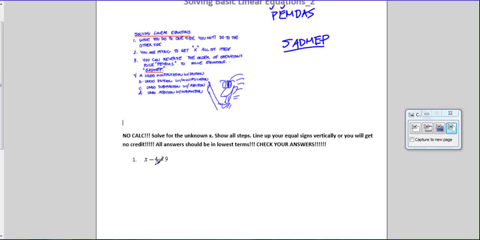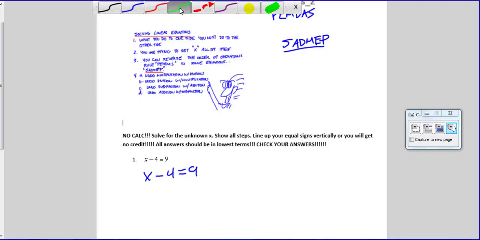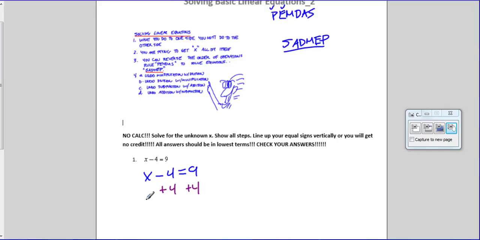So in problem 1 here, I have x minus 4 equals 9, so I want to isolate x all by itself. So to isolate x, I need to get rid of this minus 4. Well, to get rid of minus 4, I will add 4 to both sides, because what I do to one side, I must do to both sides, and bring down my equal sign.